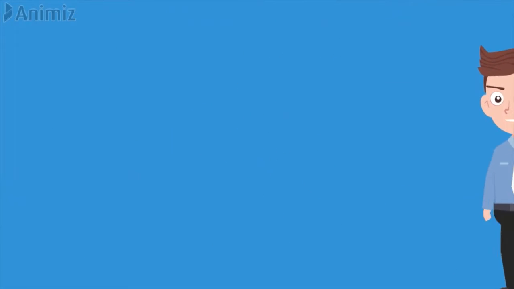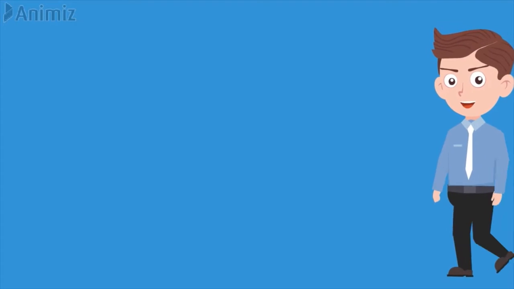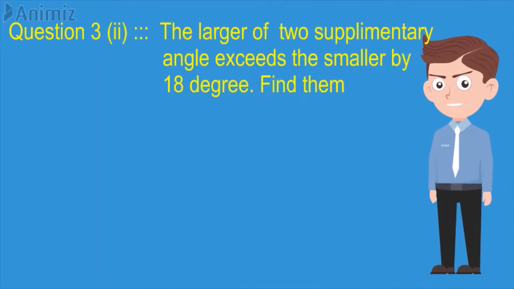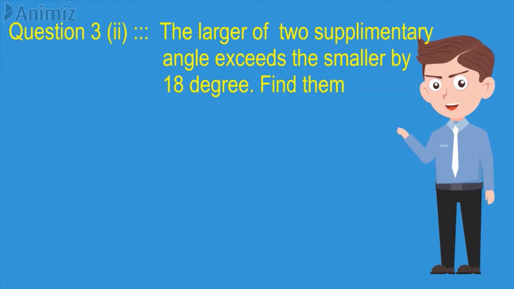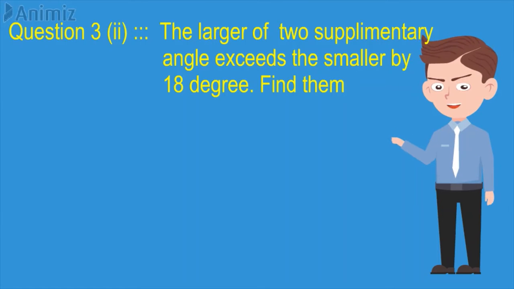Now the second question from the same exercise 3.3, question number 3, the second part of that question. The question is: the larger of the two supplementary angles exceeds the smaller by 18 degrees. Then find them. Now in questions related to geometry, once you talk about angles or any geometrical figure, one of the easiest ways is to draw the figure and mark on the figure itself whatever information is given to us.